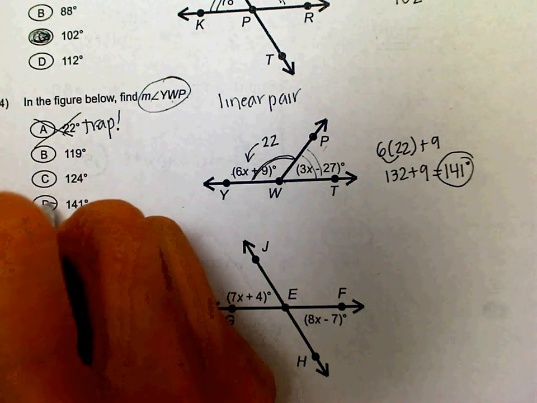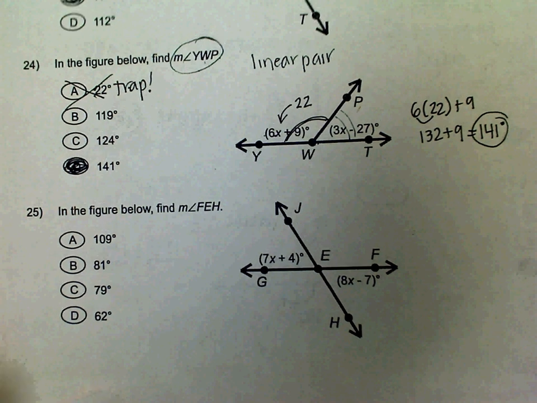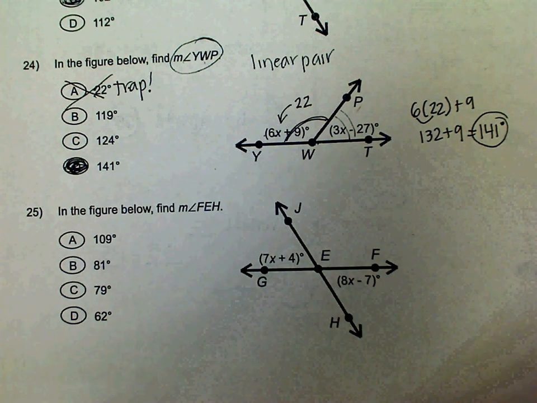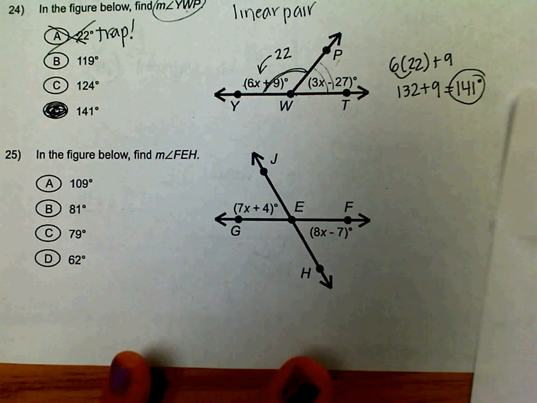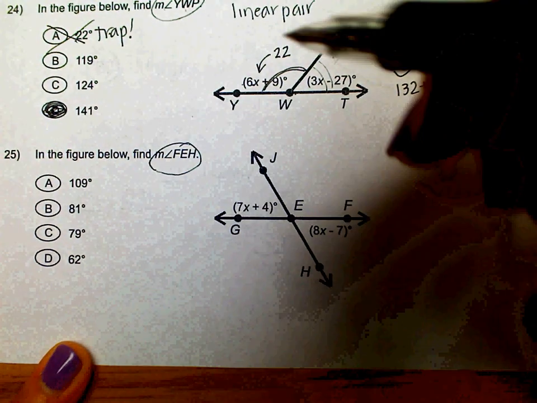And again, pause. Try to do this on your own. If you are following me the entire time, I would strongly suggest that you recopy this problem on a separate sheet of paper and see if you can do it again, okay, without my help. So this one here is saying find the measure of angle FEH. Where is that? Oh, it's this angle right here.